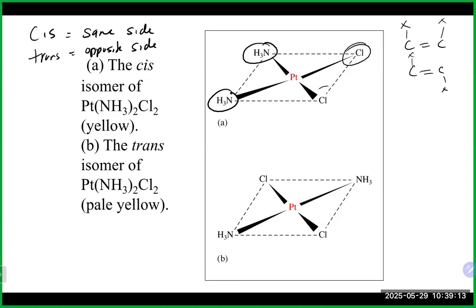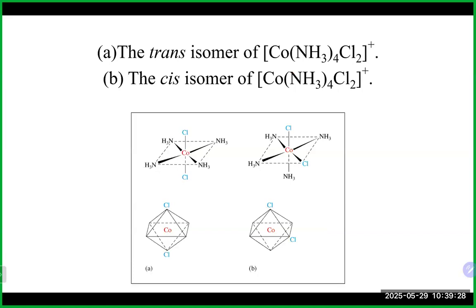You could also look at the chlorides as well. They're on the same side. Here, this is the trans. We have the ammonias on opposite sides, and you could also look at the chlorides here that are on opposite sides as well. Because of that, you get some different properties.